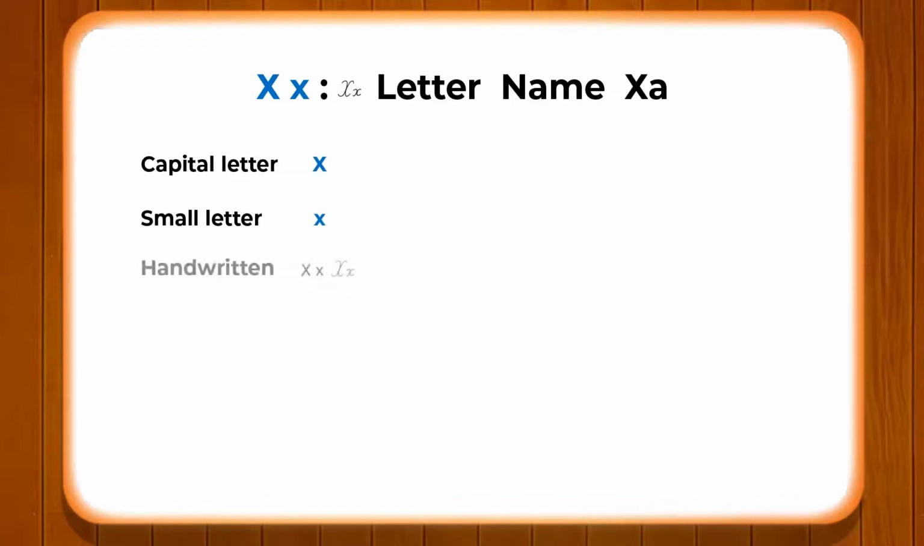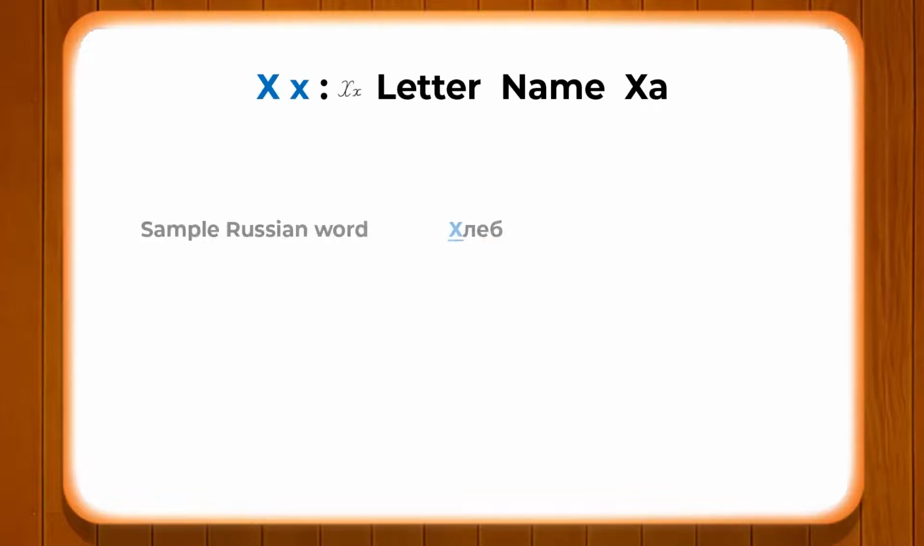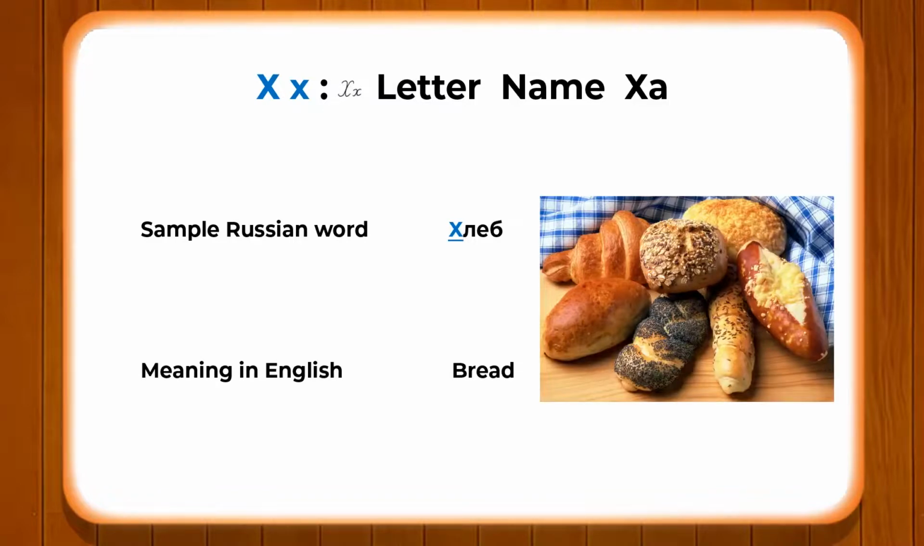The letter is known as H. An English approximation so that we understand it clearly is the word Khan, where we have used the letter K. We also have a sample Russian word where we have used the letter in the word Khlyeb, which means bread.